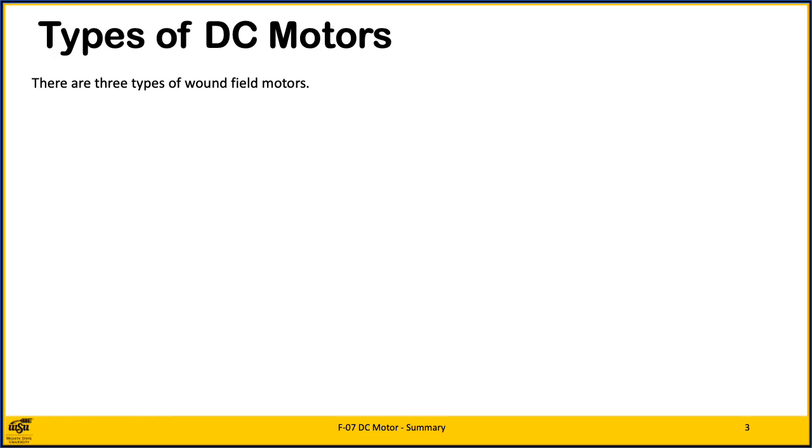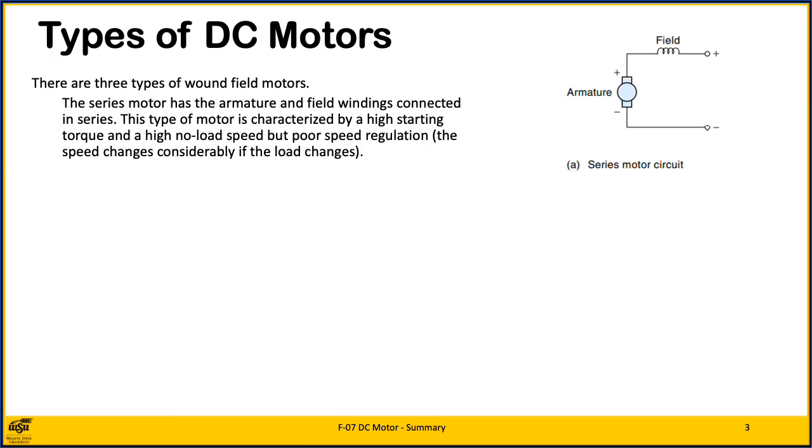There are three types of wound field motors. The series motor has an armature and field winding connected in series. This type of motor is characterized by high starting torque and high no-load speed, but poor speed regulation. The speed changes considerably if the load changes.